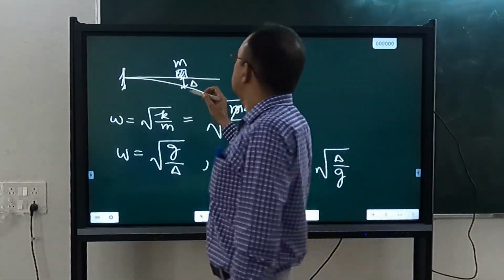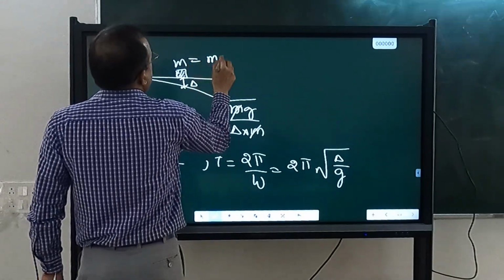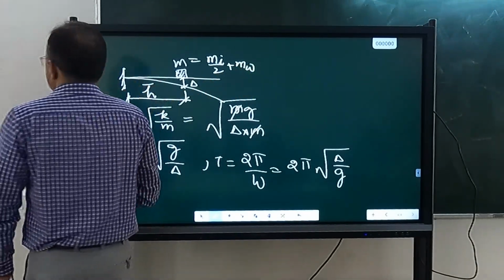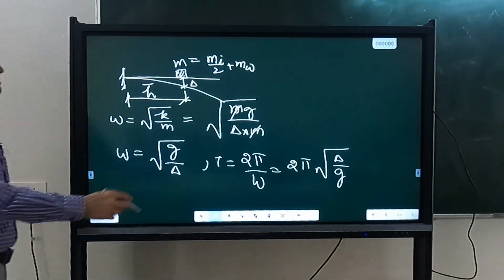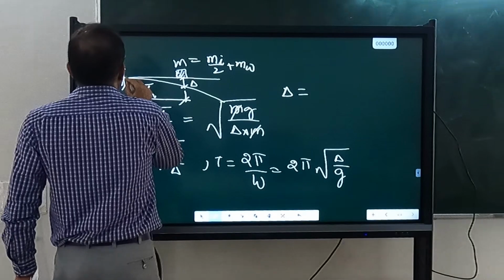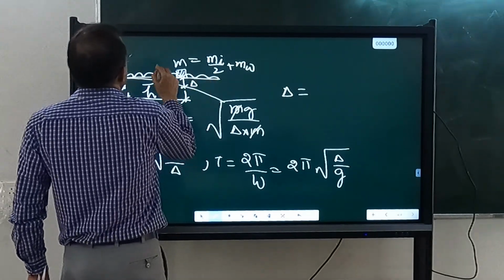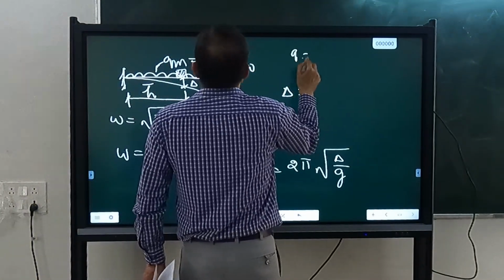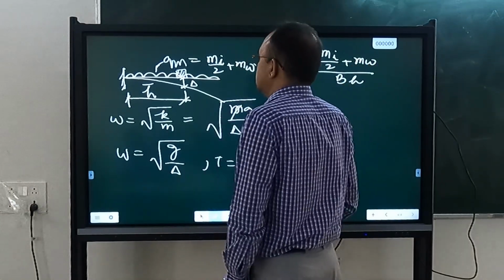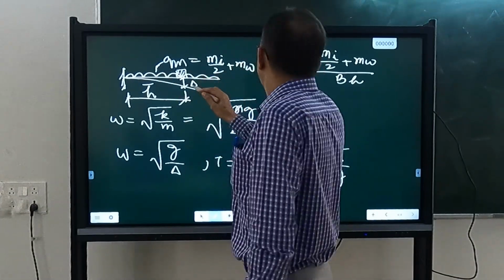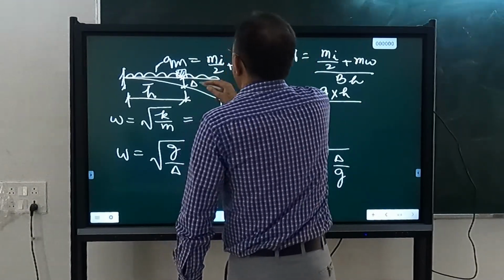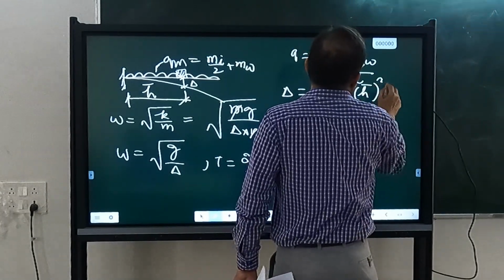This delta. So this m in our case is mi by 2 plus mw, and this distance is h bar. So how much will be delta? And this m is also equal to, how have we obtained q? Q we have obtained as mi by 2 plus mw divided by bh. So this is also q. So q into h, into l, that is h bar over 3.